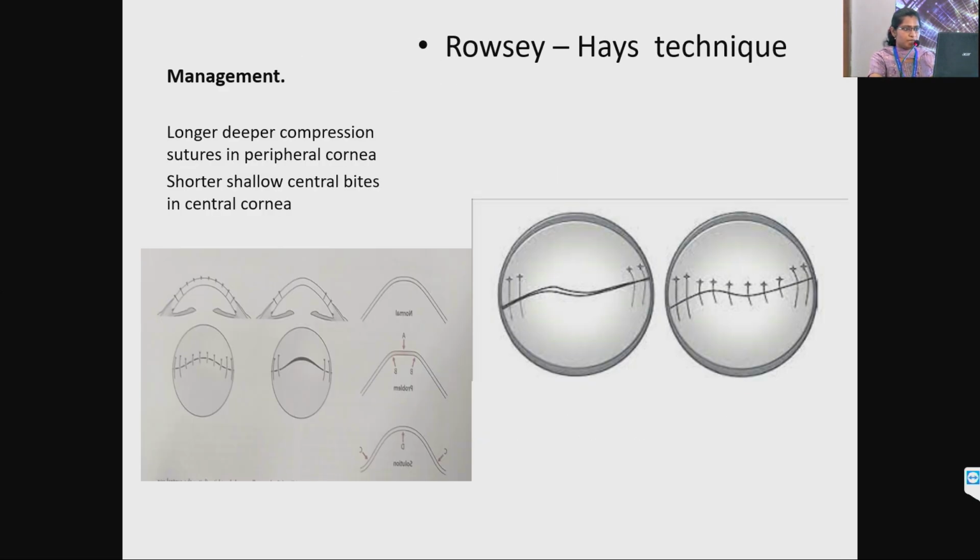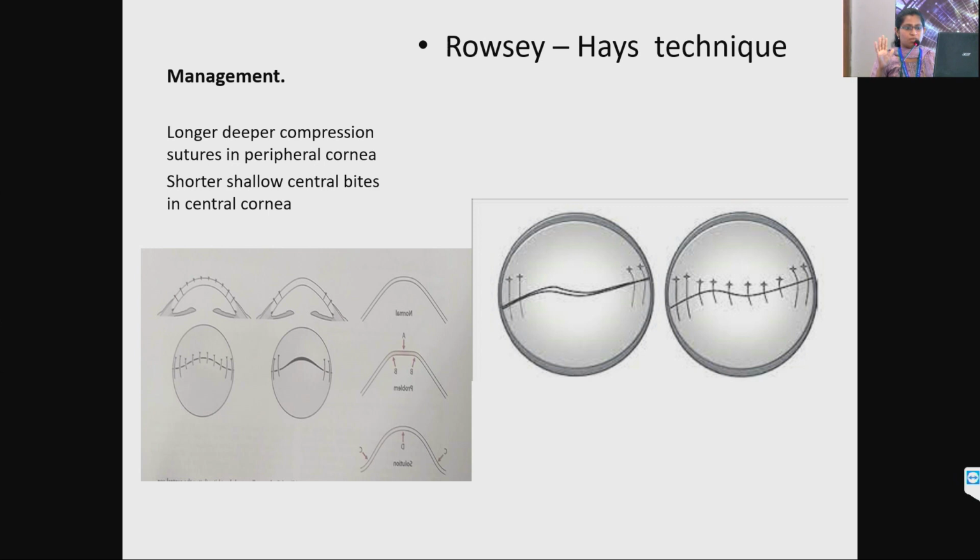One more thing about linear laceration is that we generally use the Rowsey-Hays technique, in which in the peripheries we put long compressional sutures, that is with good suture tension, and as we move towards the center, we put short, just apposition sutures. When we come to the center, the peripheries might get loose. So go back and redo those sutures.